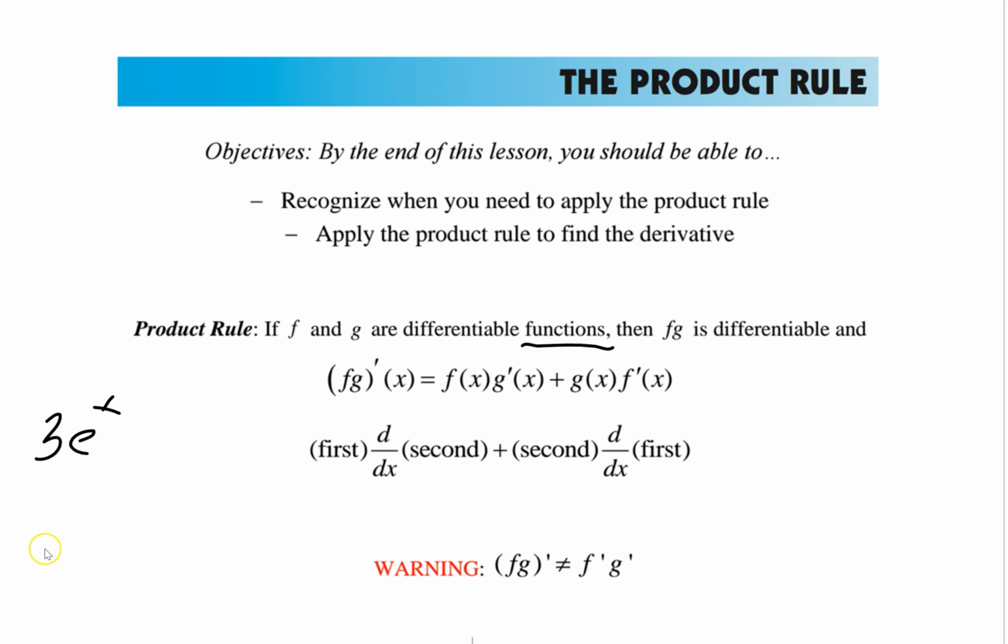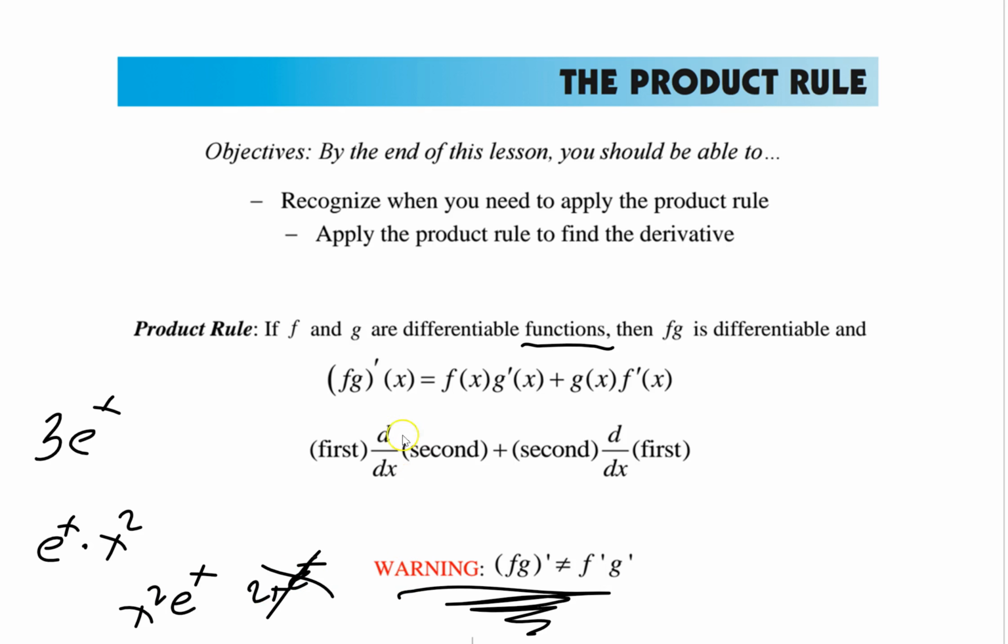But if I give you e to the x times x squared, or x squared e to the x, this is a product rule because it's a function times a function. So even this, you have to use this formula. Take the derivative of one of them, leave the other one alone, and switch it. Keep in mind, I cannot stress this enough: people start getting lazy and just take the derivative of each one. That's not how it's done. This is not 2x e to the x. It's a product rule. We have to follow the formula.